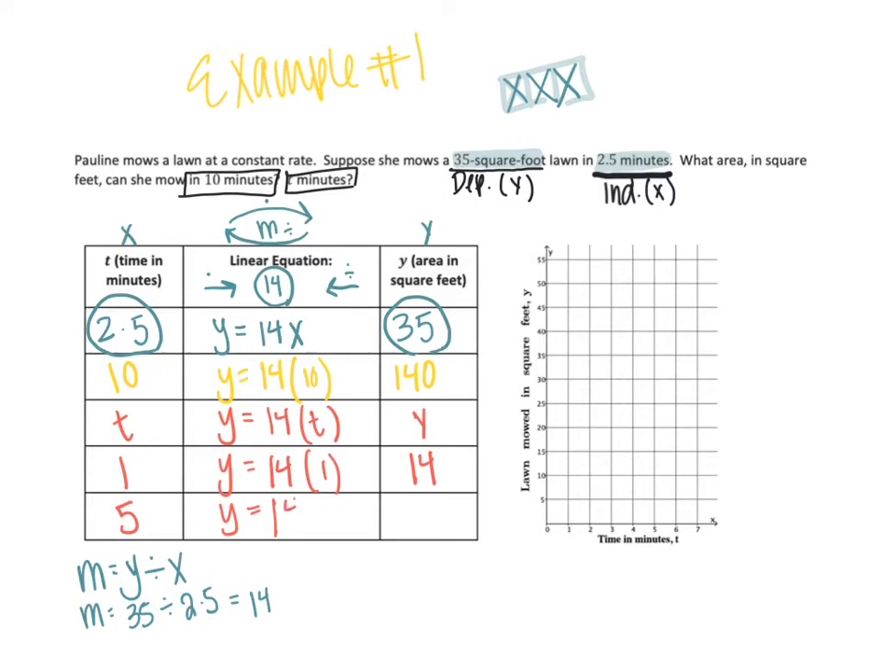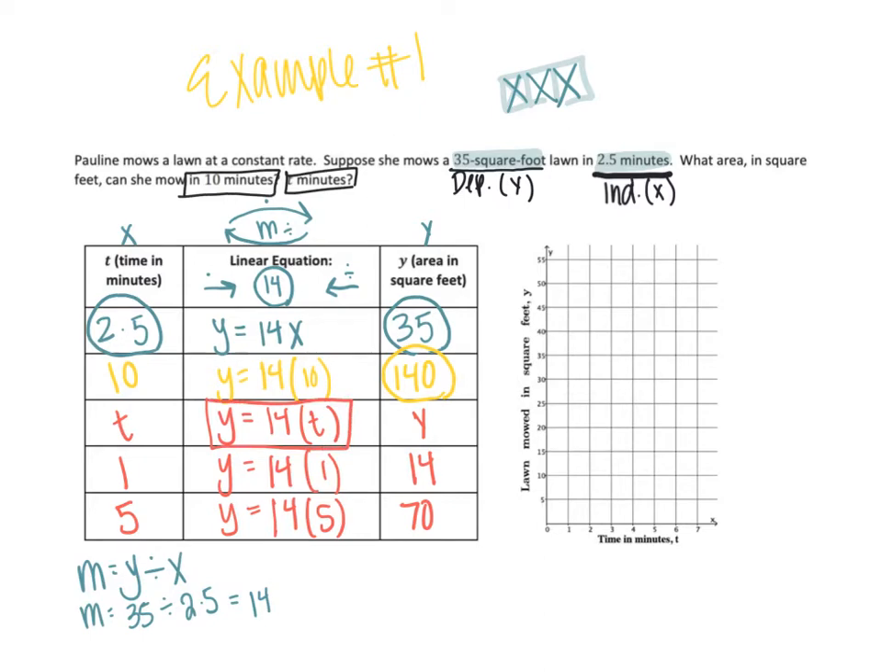I would do 14 times 5, which is 70. All right, so I've made my table of values. I've got my answers. Here is my answer for the first part. How much time in t minutes is this one right here? I would just write my whole equation.